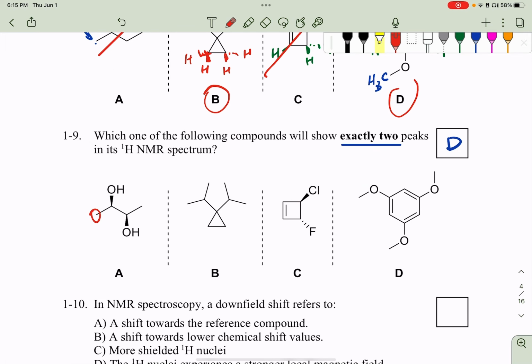So in here we have 1, 2, 3. We have 3 different types of hydrogen. For B, we have 1, 2, 3. Still 3 types of hydrogen. For C, we have 1, 2, 3, 4. So we have 4 different types of hydrogen.